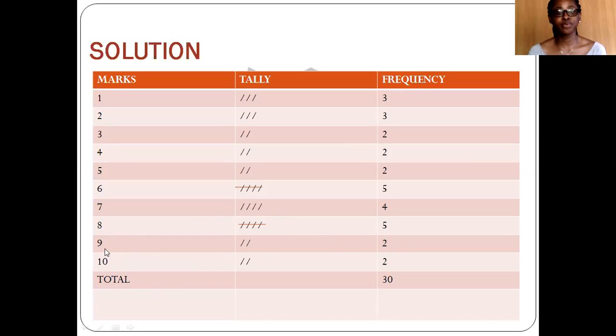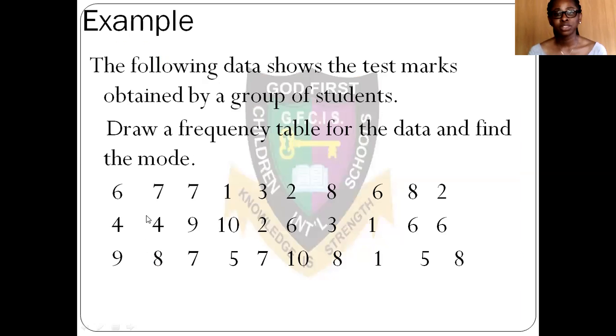From our frequency table, we have 9. How many students scored 9 marks? We have 2. 2 students scored 9 marks. So let's check this out. Let us look for 9. There's no 9 here. This is 1, and this is 2. So 2 students scored 9 marks.